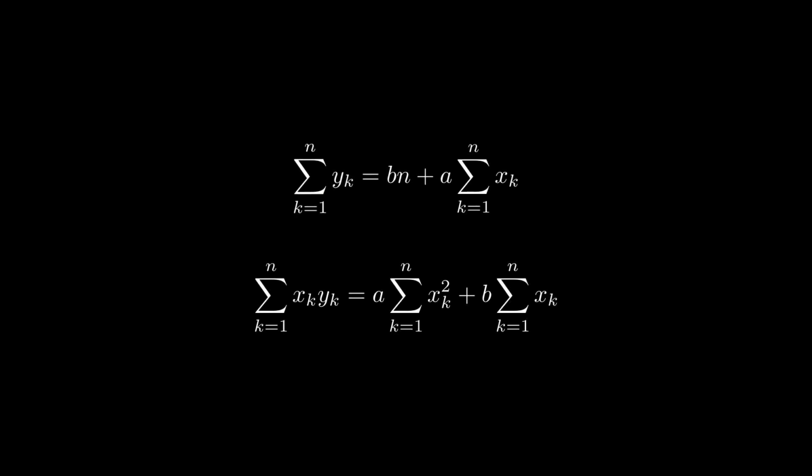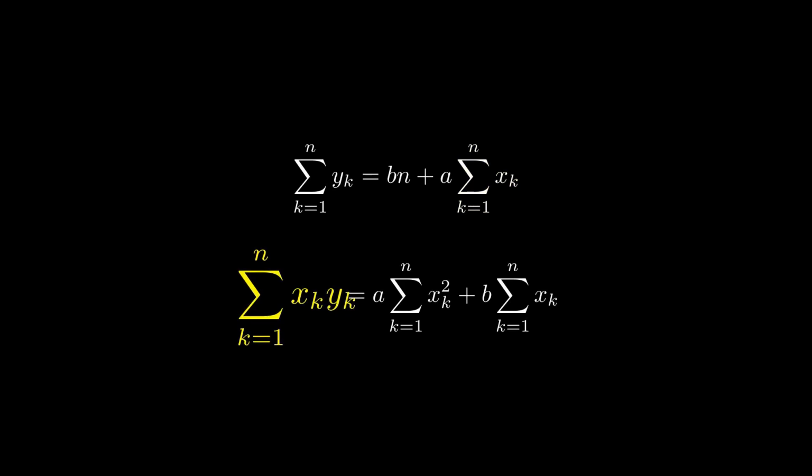Now, let's take a step back and analyze our equations. The sum from 1 to n of y, which means the sum of all the y values in our dataset, is constant for a particular dataset. The same goes for n too. n just means the number of data points in our dataset. And the same goes for the sum of all the values of x in the dataset too. It is a constant.